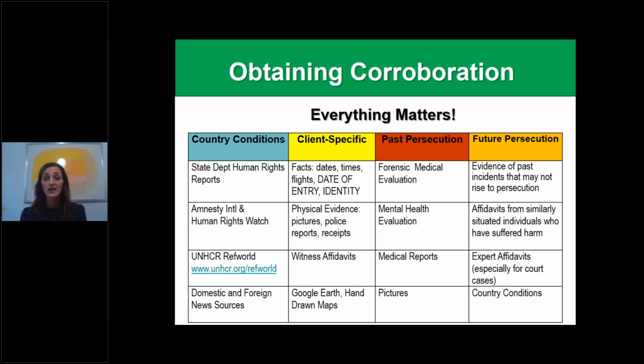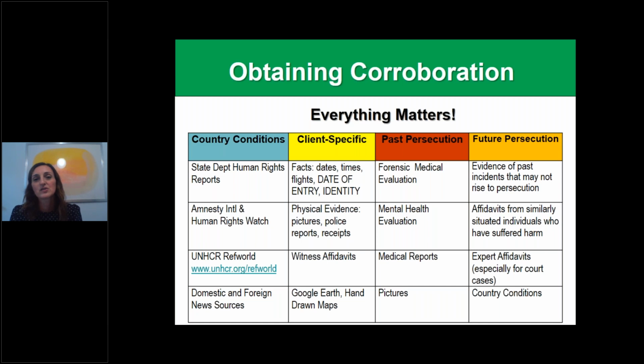Sometimes maps are going to be helpful pieces of evidence. If your client talks about how they lived in one gang's territory, but then they had to cross over into another gang's territory to get to work, and that put them in danger or at risk, sometimes providing a physical map of the area can be helpful for the adjudicator to understand the situation.